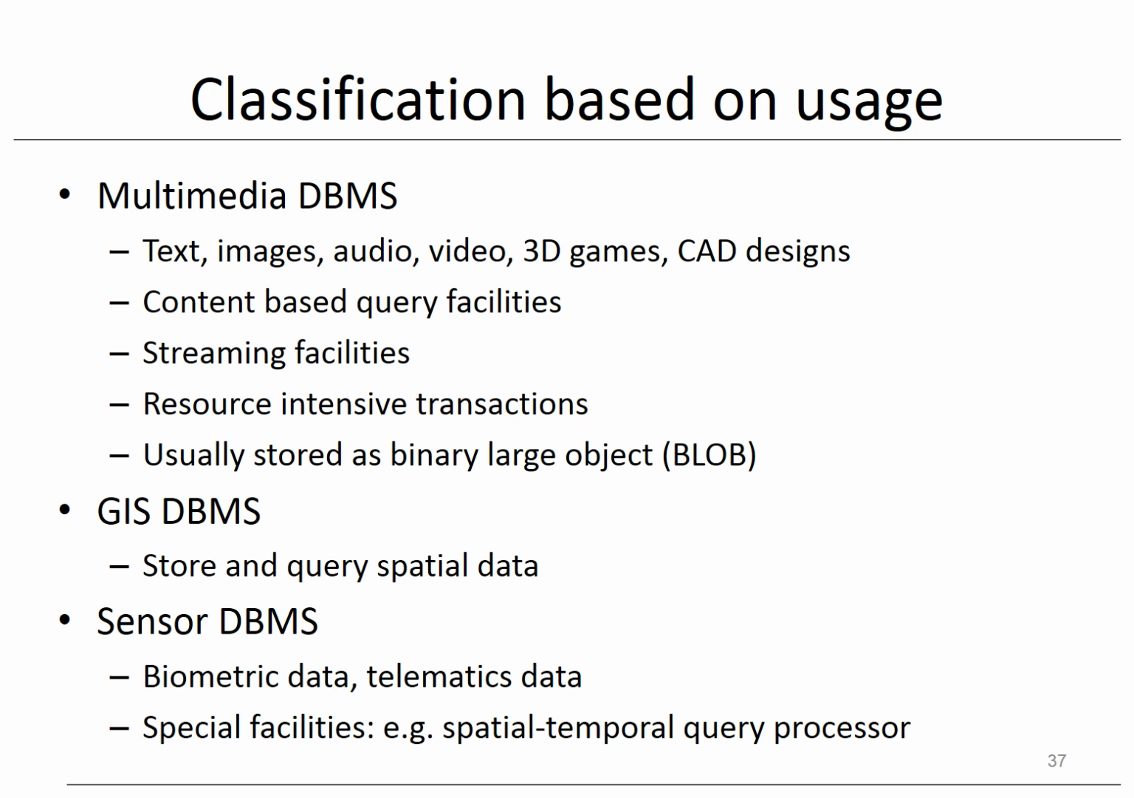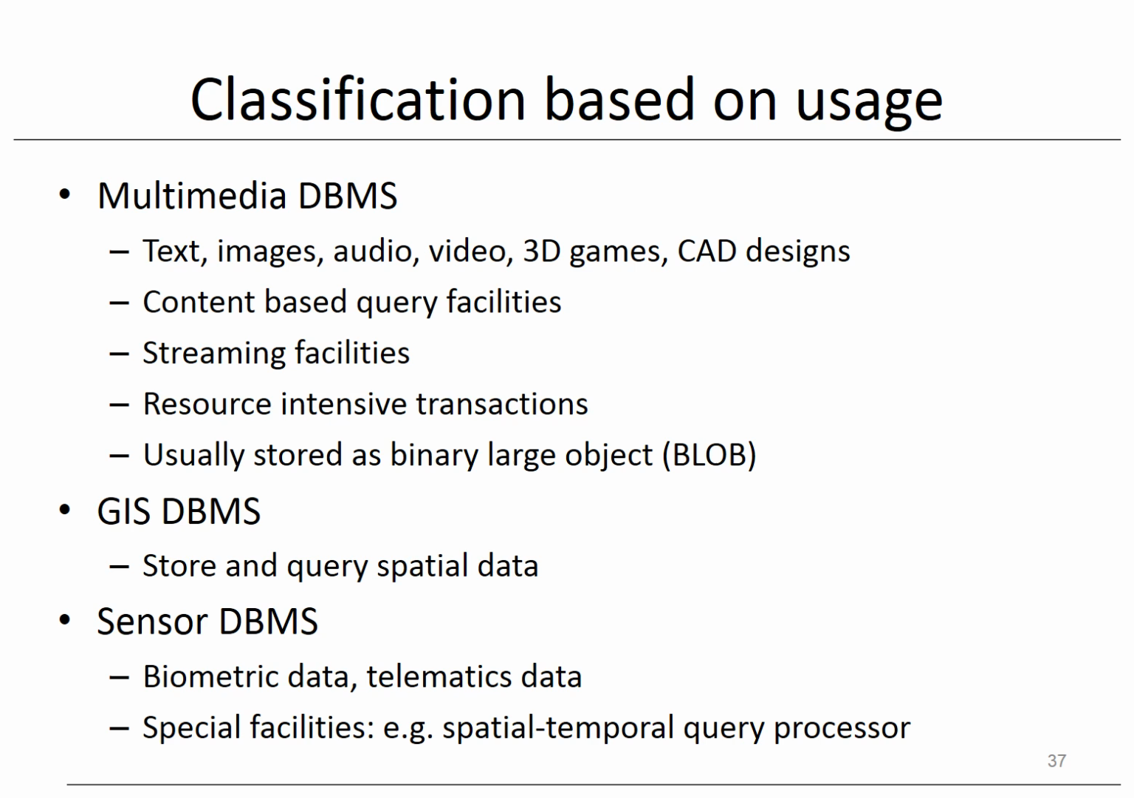Multimedia DBMSs allow the storage of multimedia data such as text, images, audio, video, 3D games, CAD designs, etc. They should also provide content-based query facilities such as find images of Bart or find images of people who look like Bart. Streaming facilities should also be included to stream multimedia output. Clearly, these are very resource-intensive transactions, which may require specific hardware support. Note that multimedia data is usually stored as a binary large object or blob.